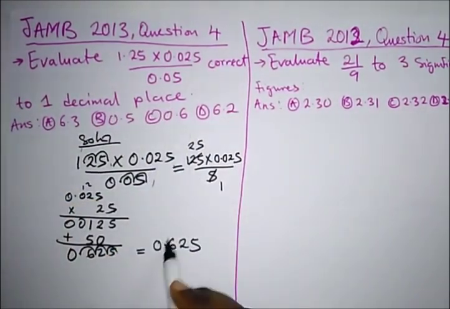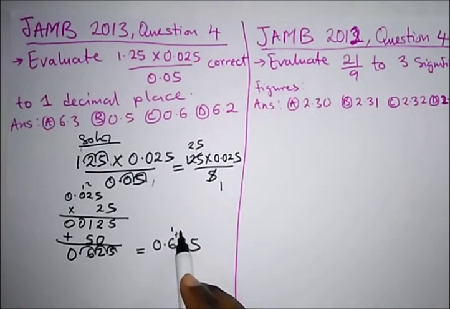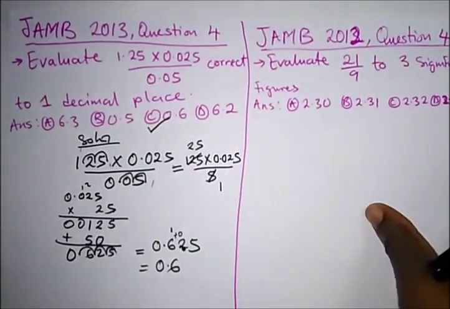So from the decimal point we count 1. The next number, is it up to 5 or greater than 5? It is not up to or greater than 5, so it will be rounded down as 0. So our answer is 0.6. Our right option here is option C.